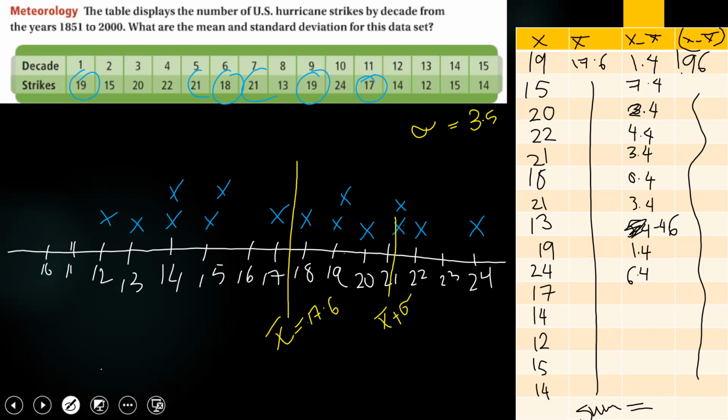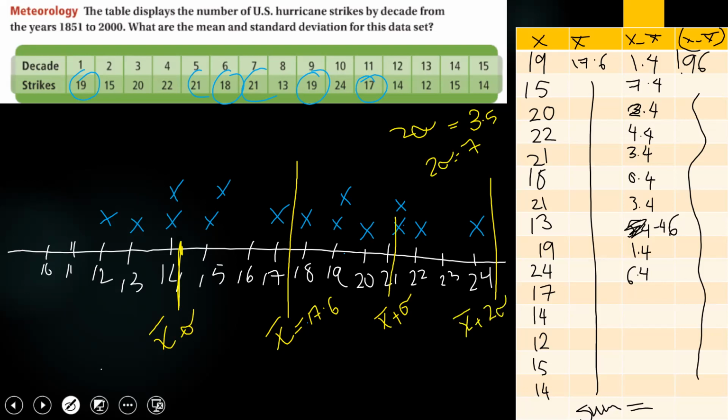Then subtract 3.5 from 17.6. What did you have? You have 14.1. So at this point here, we have X bar minus sigma. Then let's find X bar plus 2 sigma. What is 2 sigma? Sigma is 3.5, so 2 sigma means 7. If you add 17.6 to 7, you have 24.6, which is here.